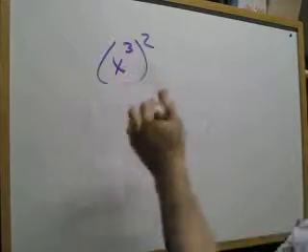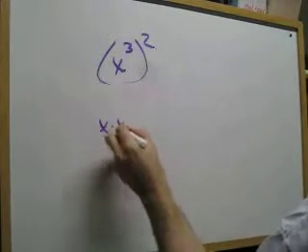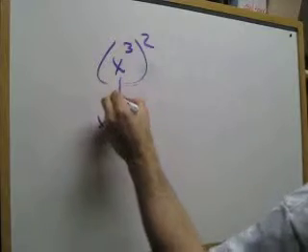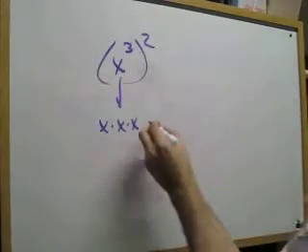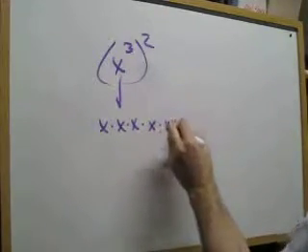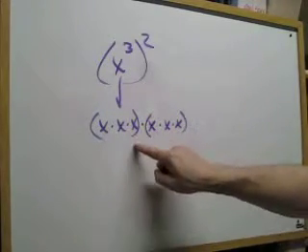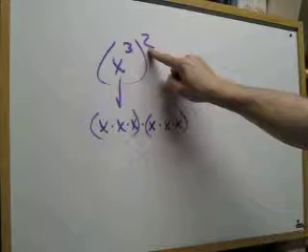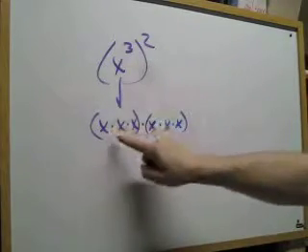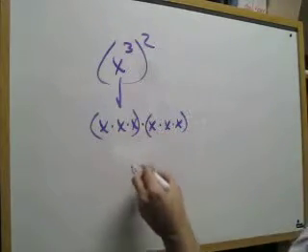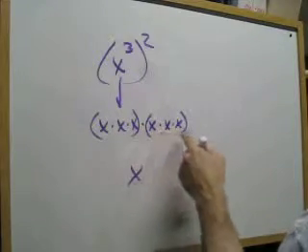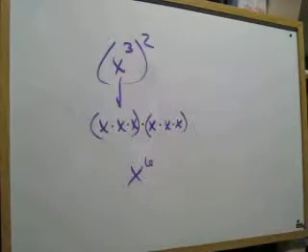And what we're doing here is we're going to take an x cubed and we're going to square it. So what we've got here is an x times x times x. That's what x cubed is. And it says we're going to do that twice. So we've got two sets of x times x times x. This says we multiply by itself. Now we look and we have x, 1, 2, 3, 4, 5, 6. X to the 6th power.